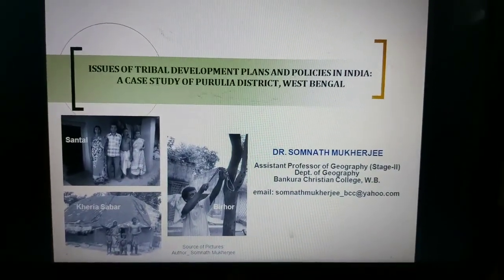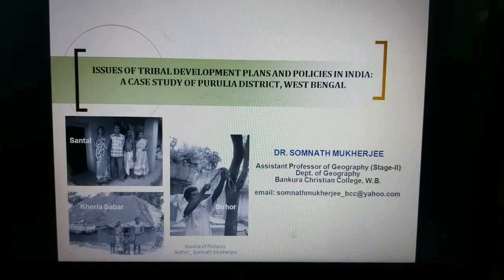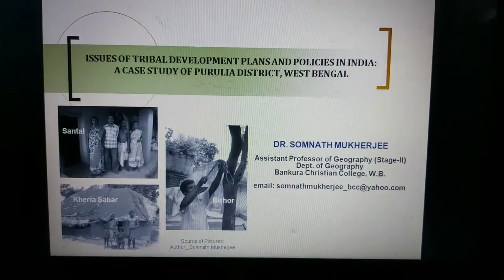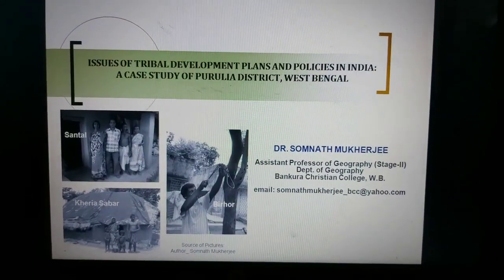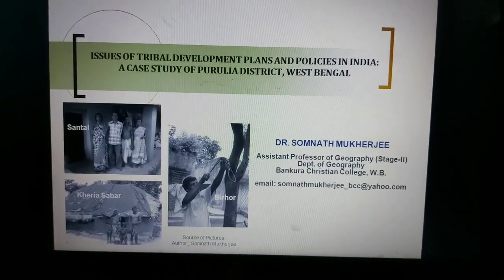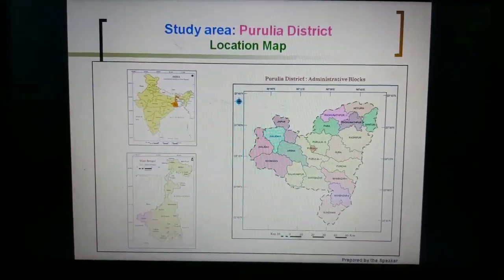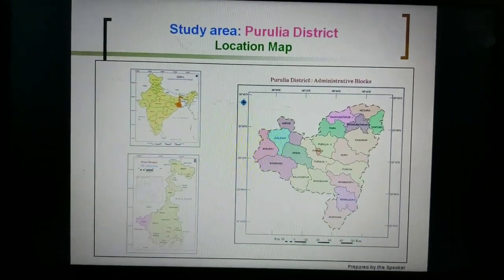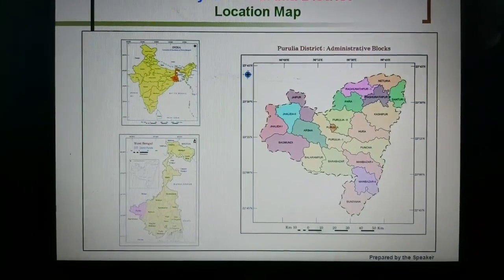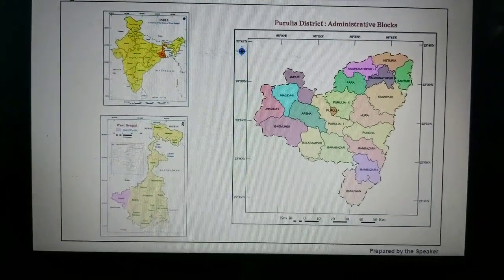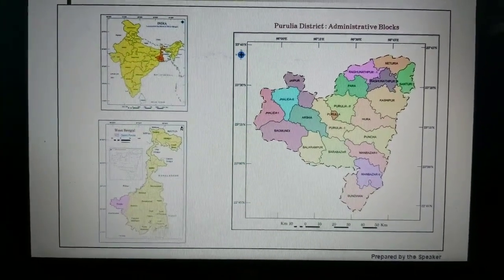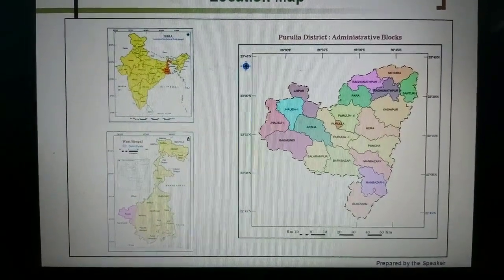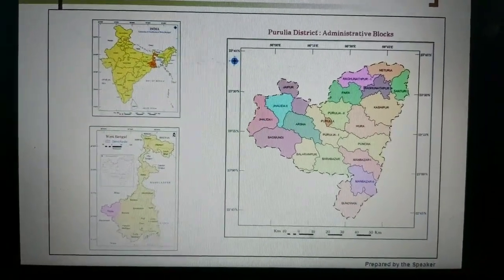Today, I'll be talking on the issues of tribal development plans and policies which are going on in India. Here I have taken a case study of Purulia district, which is situated in West Bengal, India. Now, this is the location map of my study area, Purulia district, the westernmost part of West Bengal. For your kind information, Purulia district is also known as one of the most backward districts not only of the state but also of the nation.